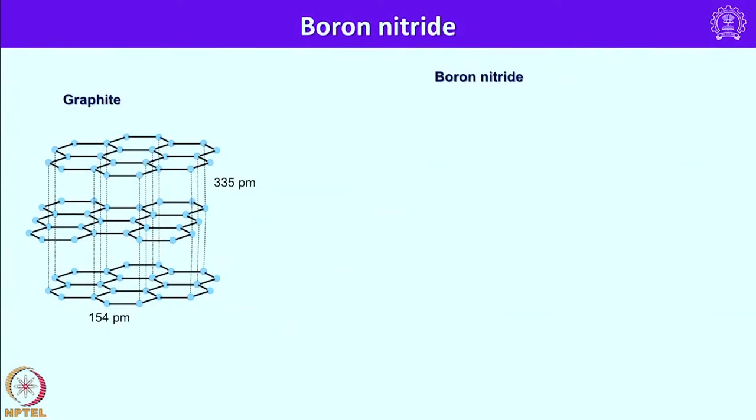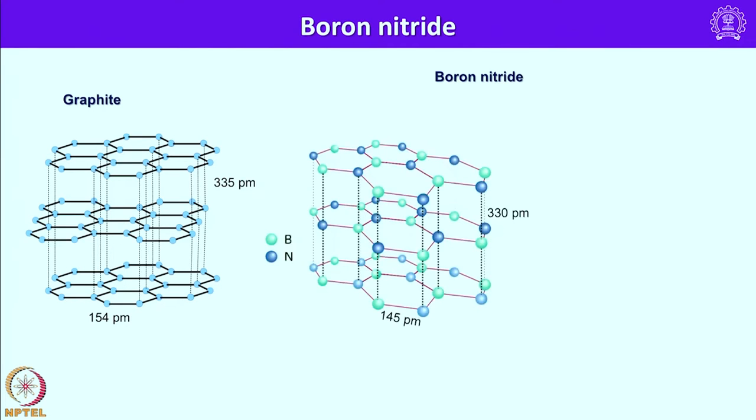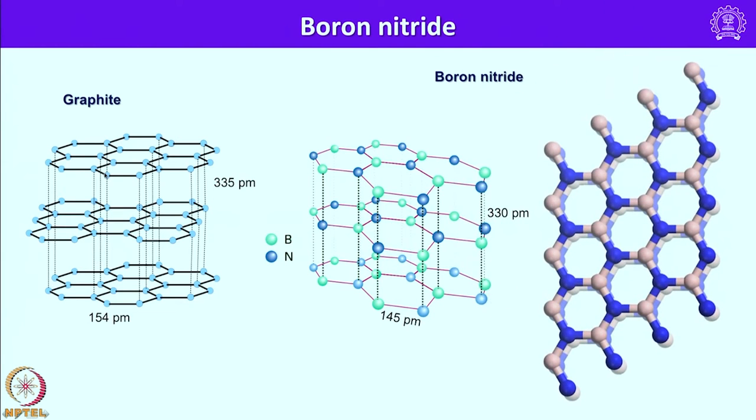You can see in this slide the layers of graphite. The layers of graphite are separated by a distance of 335 picometers, and the carbon-carbon distance is 154 picometers. In the case of boron nitride, the layers are separated by a slightly shorter distance of 330 picometers, and the boron-nitrogen bond distance is 145 picometers. This is how the boron nitride layer structure looks.